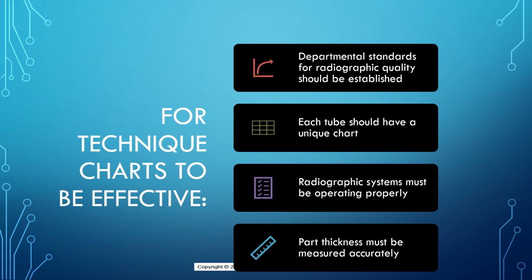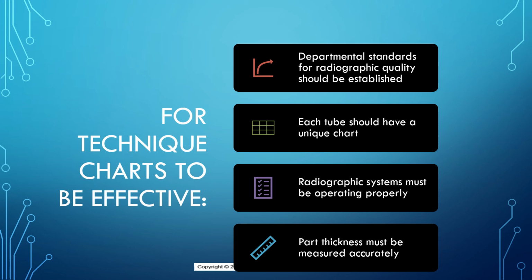Every tube should have a unique chart. Now the APR has replaced the paper chart, but you might notice that the APR, that is the recommended technique on the machine, is not the same for the GE machine as it is for the Philips machine, as it is for the Siemens machine. Okay? And so each machine has its own techniques because each machine has its own generator. Okay? Fairly straightforward.